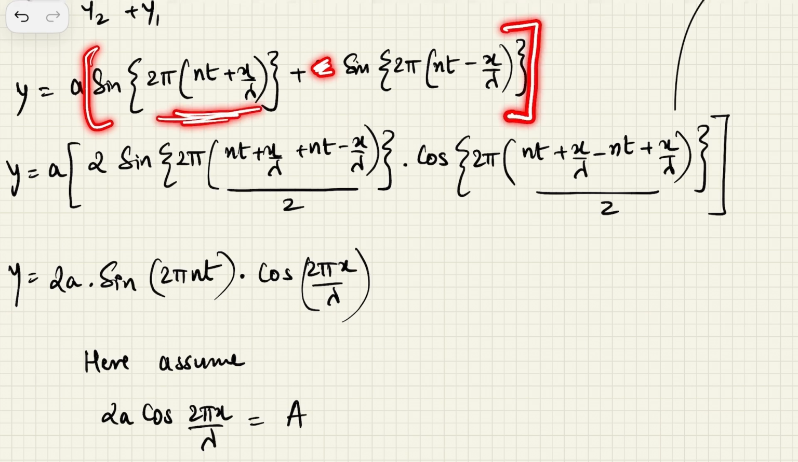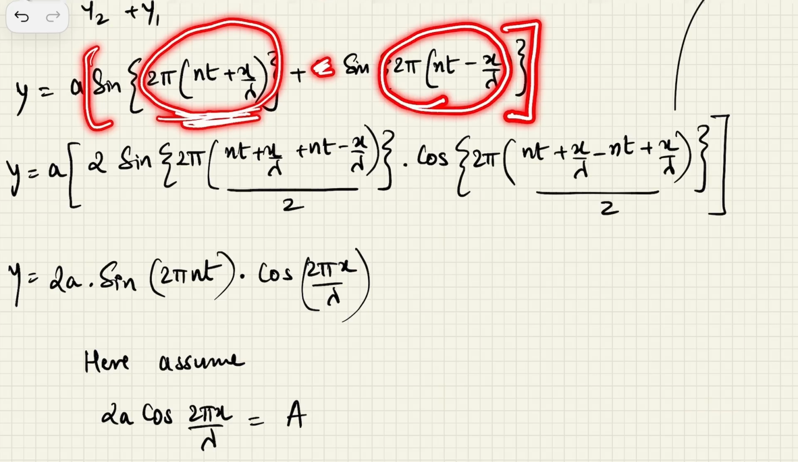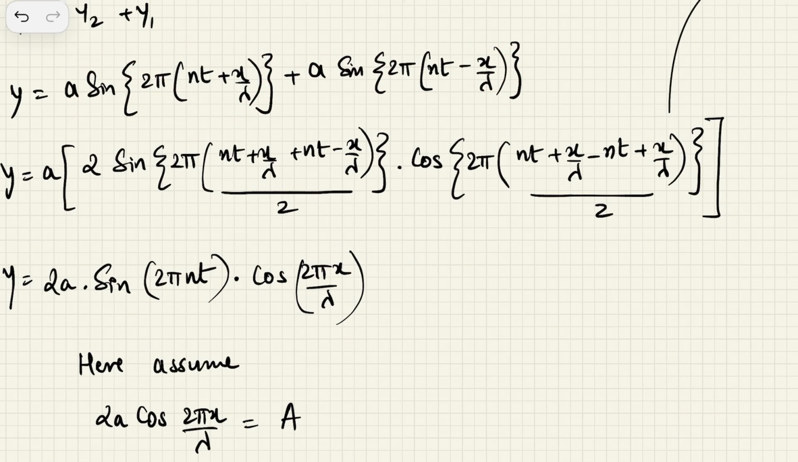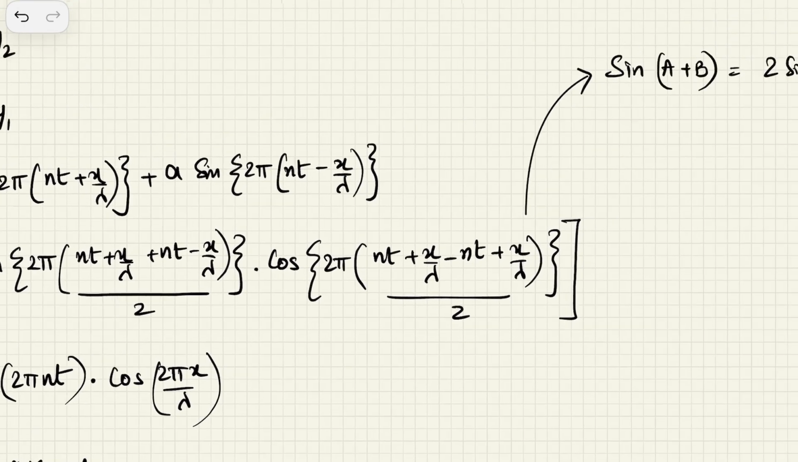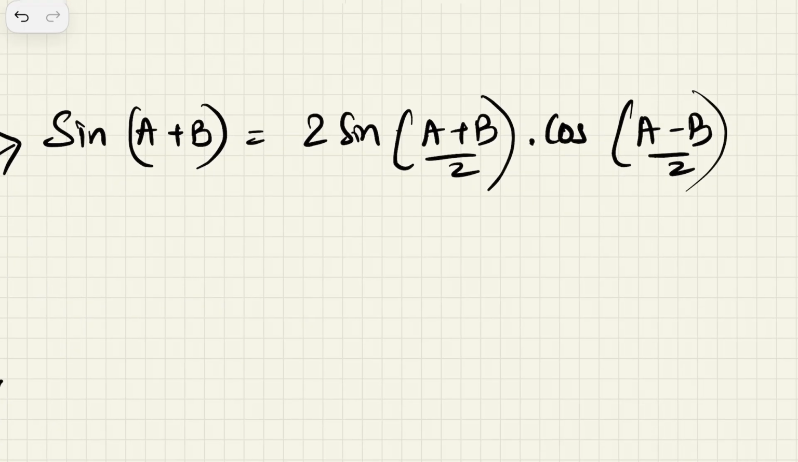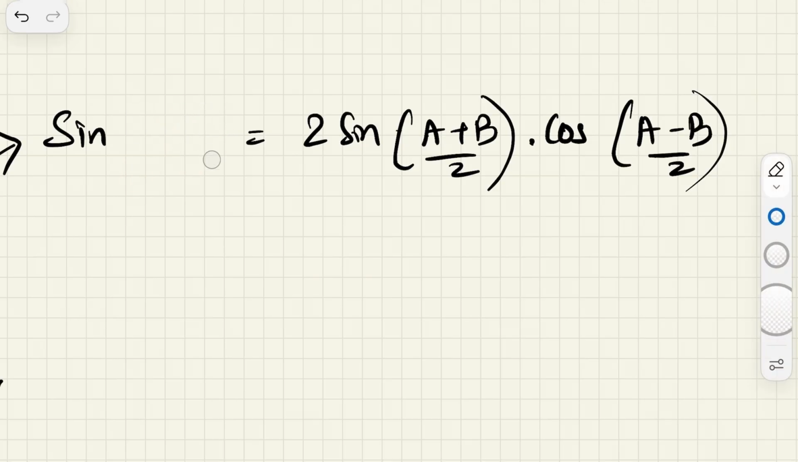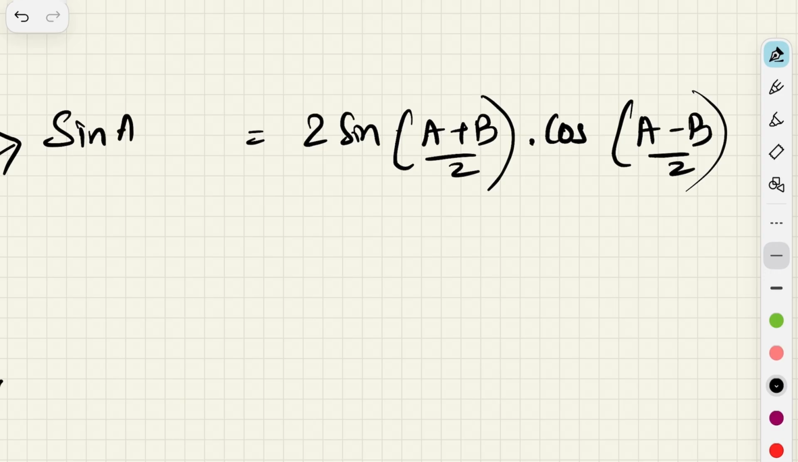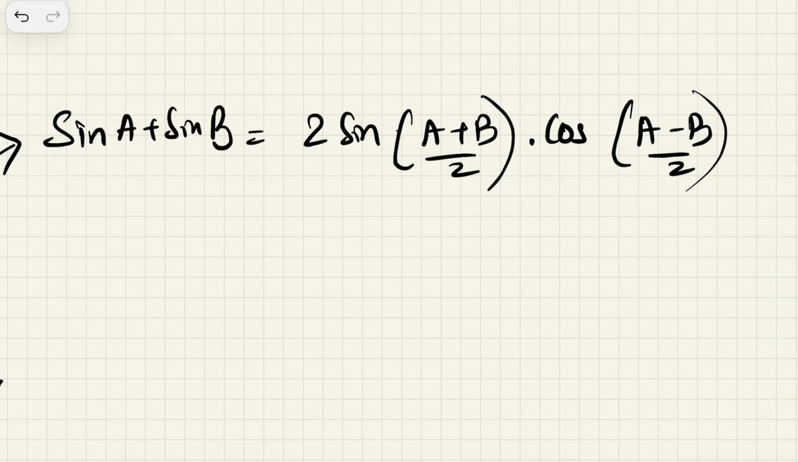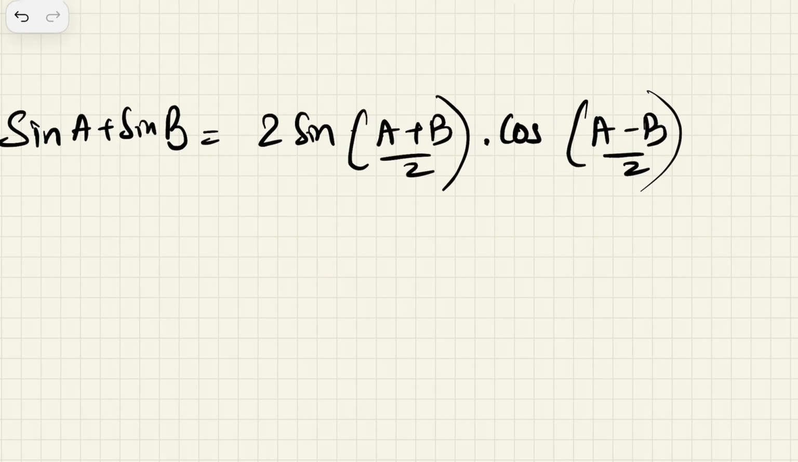This is sine a, this angle is treated as a, and this angle is treated as b. This is sine a plus sine b. Now we have a formula for sine a plus sine b in our math, which looks something like this. It's not sine(A plus B), this is sine A plus sine B. So sine A plus sine B is equal to 2 sine (A plus B) by 2 into cos of (A minus B) by 2.